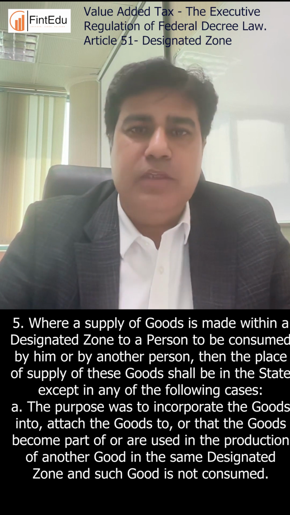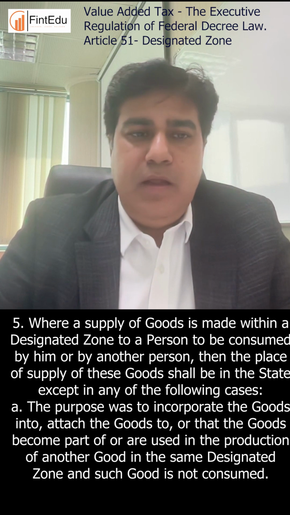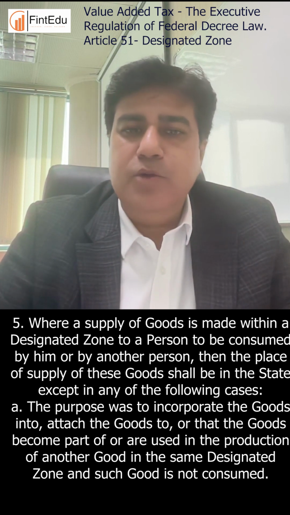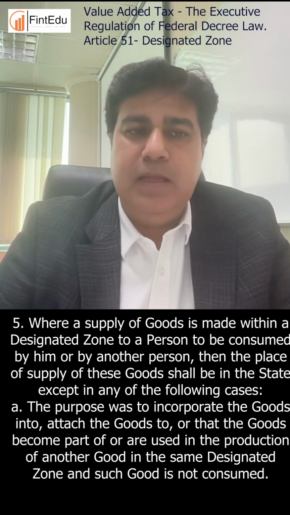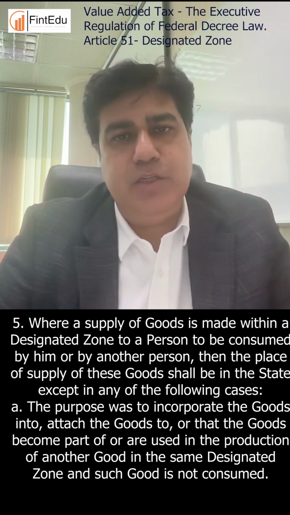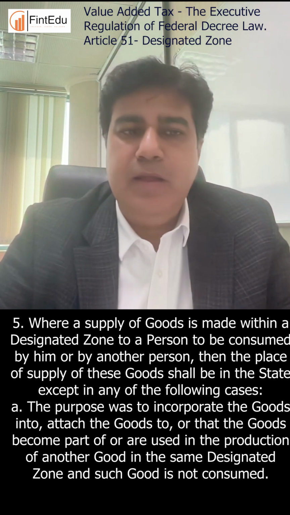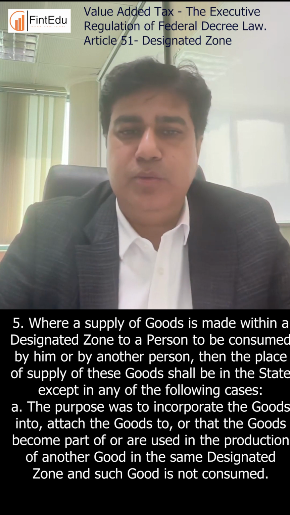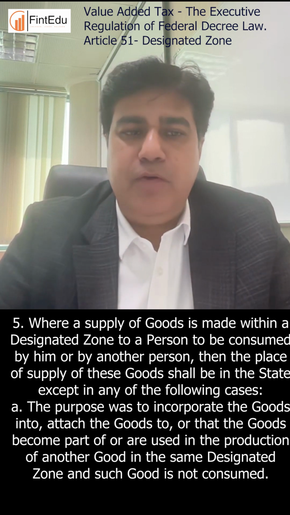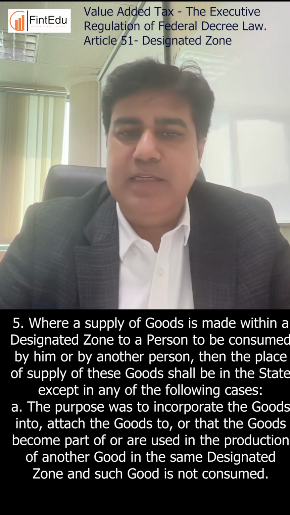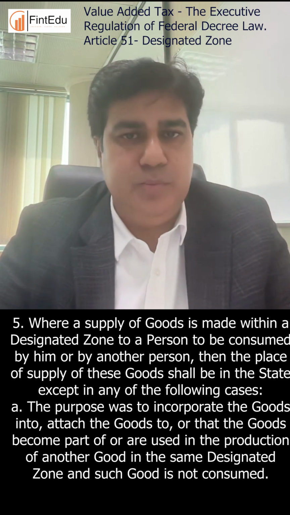It also says something similar, which says where the goods are supplied in the designated zone to a person to be consumed by him or by another person, then such supply of goods shall be in scope, except in the following situation. Now, what is the following situation? That is, the purpose is to incorporate the goods into or attach them to other goods, and the goods become part of or are used in production of another goods in the same designated zone, and such goods are not consumed.